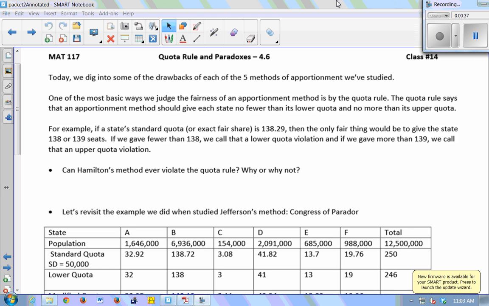So for example, if a state's standard quota, that is their exact fair share, is 138.29, the only fair thing is to give them 138 or 139 seats, because you can't give out the 0.29. If we give fewer than 138, we call that a lower quota violation. And if we give more than 139, we call that an upper quota violation.